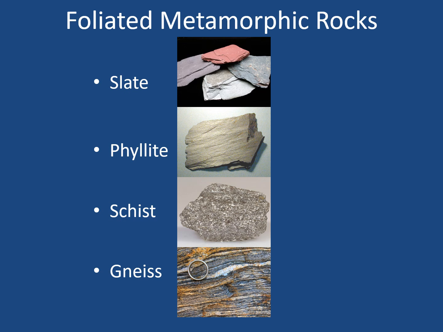So just a quick summary, these are the four foliated metamorphic rocks you want to be familiar with: slate, phyllite, schist, and gneiss. Now I want to go through each one of these.